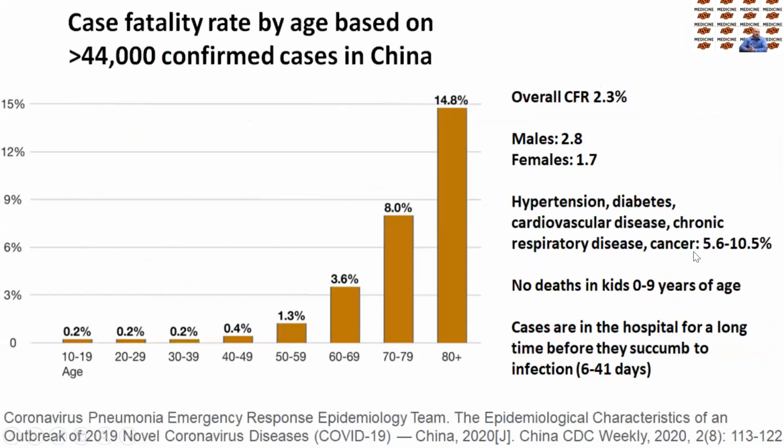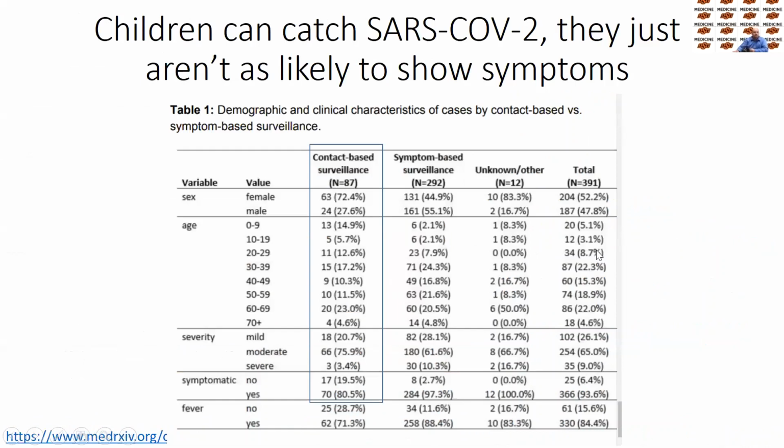When you look at the case fatality rates in China, it's about 2.3%. Males had higher rates. Those with underlying health disease such as hypertension, diabetes, cardiovascular disease, chronic respiratory disease, or cancer had higher rates. They did not have any deaths in kids 0 to 9 years of age.